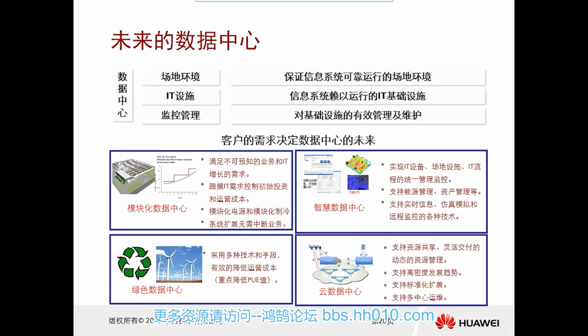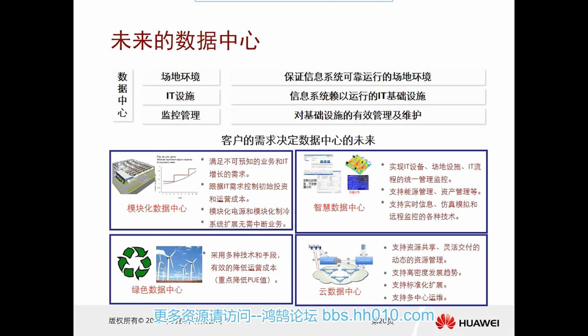First, let's look at it from the perspective of the enterprise's demands and the main functions of the data center. The concept of data centers is no longer the same as the previous civil engineering concept. The content of the data center should at least include three parts: the site environment, IT infrastructure, and monitoring management. The site environment ensures the reliable and stable operation of the information system. The IT system is the IT technical facility on which the information system relies for operation. Monitoring management includes effective management of the site and IT.